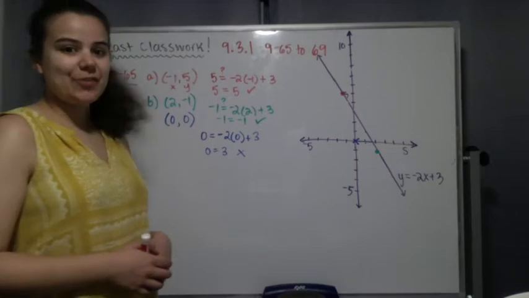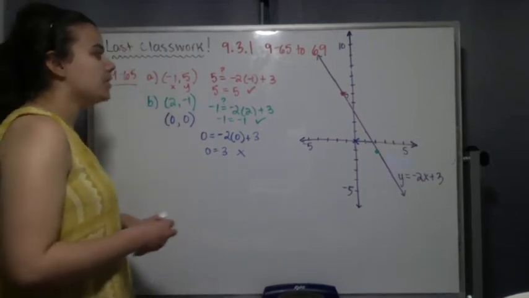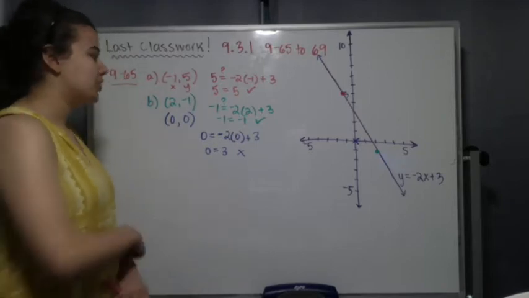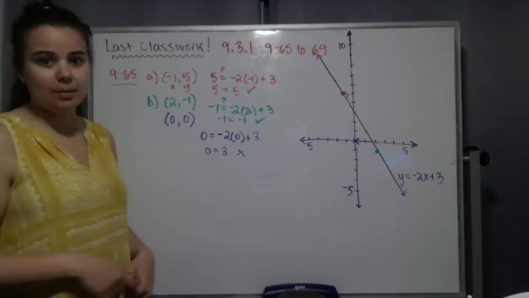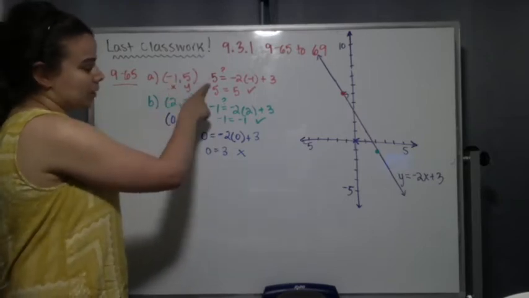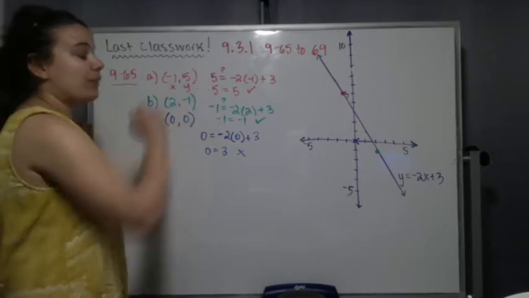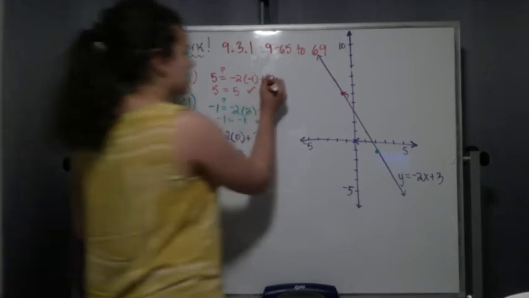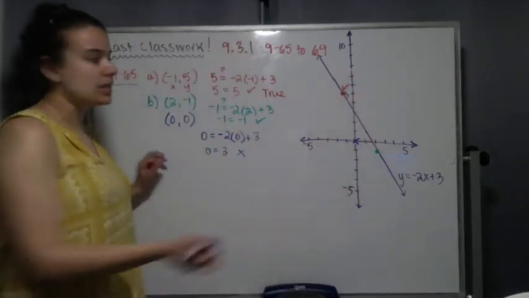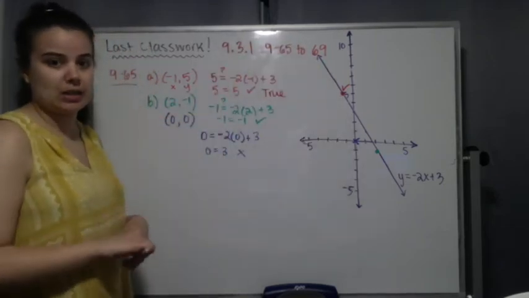So for 965, part A, we want to test the point -1, 5. We're really relating in this problem the equation and the graph. So a point that's on your line means that it makes the equation true. So when I plug in -1, 5 to the equation, y equals -2x plus 3, I get 5 equals 5, which is a true statement, which is why it shows up on my line. Because this line is representing all of the solutions, xy pairs that make this equation true.